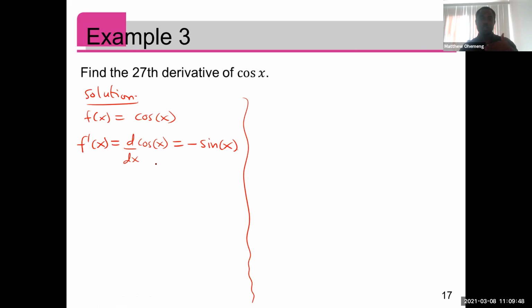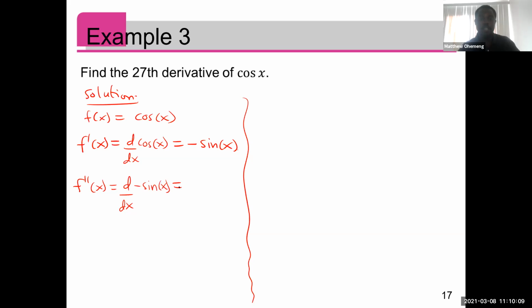So let's keep repeating the pattern and see if we'll get back to cosine. If it gets back to cosine, that means the pattern will repeat itself again, right? So we won't end here. Let's try the second derivative, right? That one's just the derivative of the first, so that's d/dx of negative sine of x.